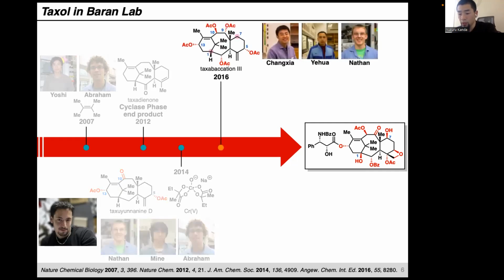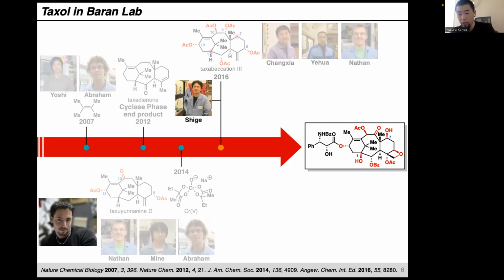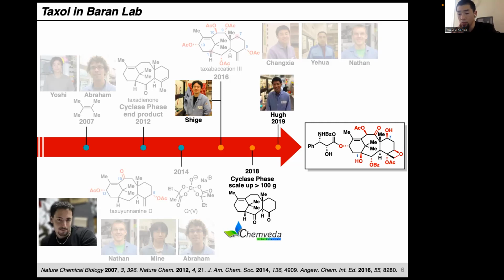So after the proof of concept, Chengsha, Yefa, and Nathan targeted the taxane at an even higher oxidation level. They established a robust method to functionalize the middle B ring. And that was about the time I joined the lab and took over the project with Shige. We went through a lot of unsuccessful attempts in the first few years. In 2018, we were joined by the excellent collaborator, Kanda. They bravely undertook a cyclase phase scale-up and significantly improved the protocol. In total, they prepared more than 100 grams of enantiopure cyclase phase end product for us. And he joined the project last year to wrap up the whole synthesis.